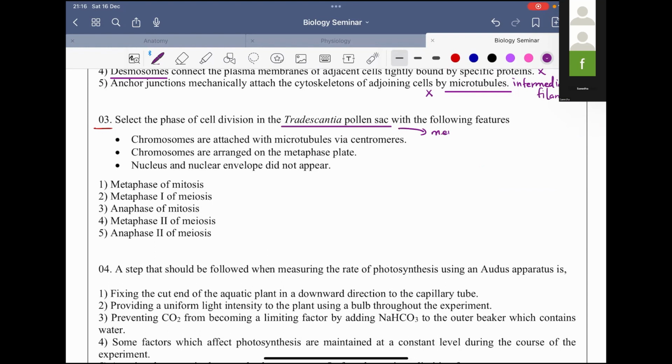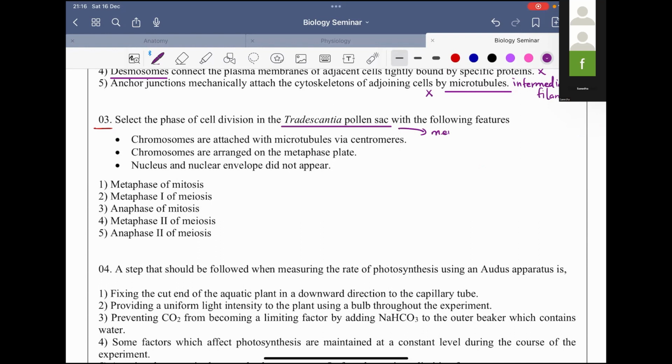I think this is totally from your resource book. Chromosomes are attached with microtubules via centromeres. Okay, let's keep that statement. Let's go to the second statement: chromosomes are arranged on the metaphase plate. Now here you have a point, right? Metaphase plate, so it should be metaphase. So you know it is meiosis, you know it is metaphase. Now you should know, is it metaphase 1 or metaphase 2?